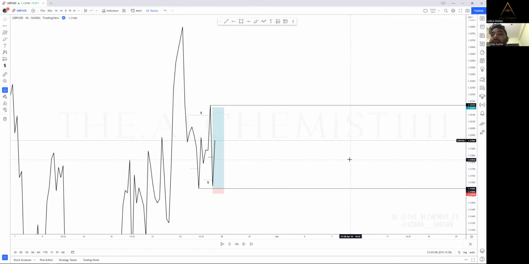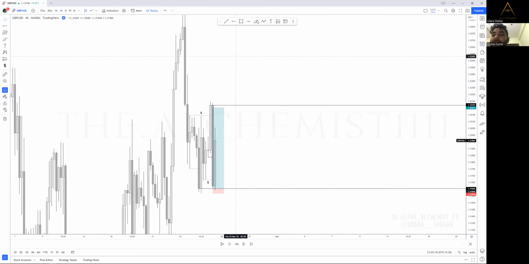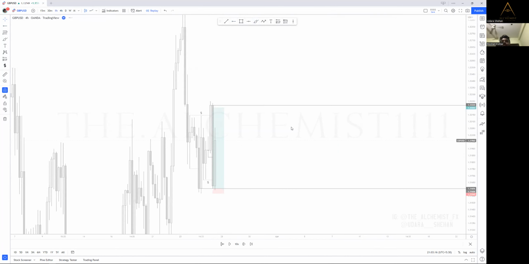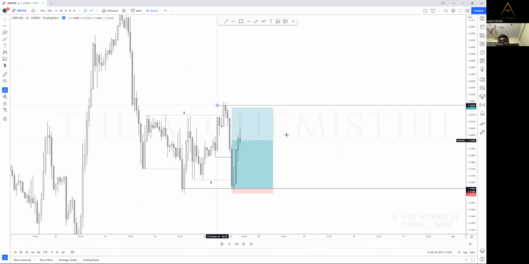Can you say the same exact thing? A resistance. Okay, we have the rejection block, whatever you want to call it, but something is missing. What's that? No liquidity below it. See that? No liquidity below. But yeah, it did play out from this zone. But I did not take the sell. I only took the buy in here.